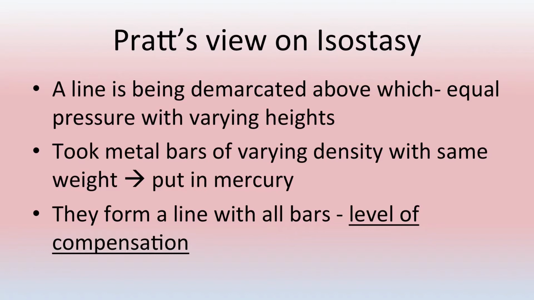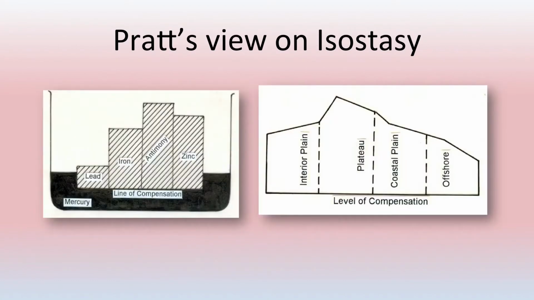Pratt took metal bars of varying density with same weight and put them in mercury. They formed a line with all bars at a level of compensation, and at the level of compensation all the bars were floating. The difference of views between Airy and Pratt can be explained in the figure. First one is for Airy's view and second one is for Pratt's view, where a level of compensation is being seen.